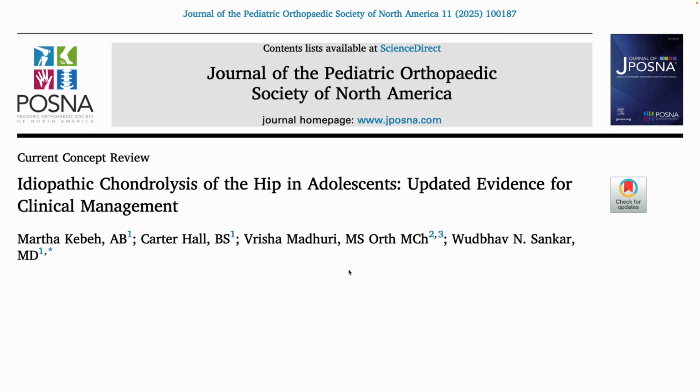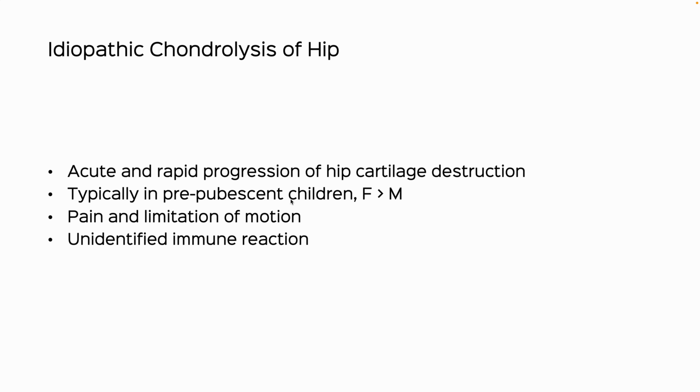Multiple papers, this one's the latest, published very recently, and it just puts together all the evidence so far. So for those of you who are interested in reading about the entity and the management aspects, that's a good paper. It's freely downloadable, and it mentions all of these things, that it's acute and rapid progression of hip cartilage destruction, typically in prepubescent children. There's pain and limitation of motion, and the reason is an unidentified immune reaction.